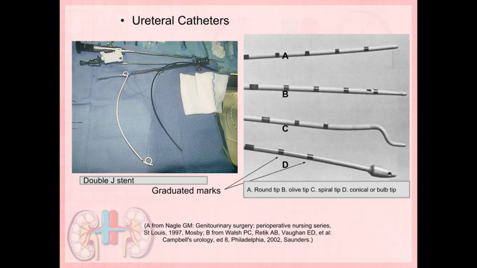A ureteral stent is a particular type of ureteral catheter. It is placed in the ureter to provide continuous flow of urine to the bladder and can be short-term or long-term.